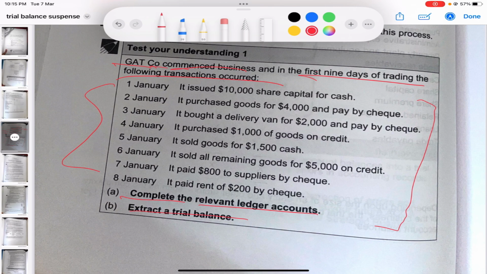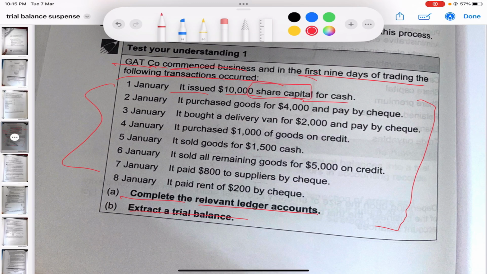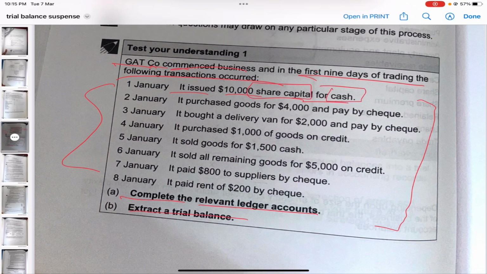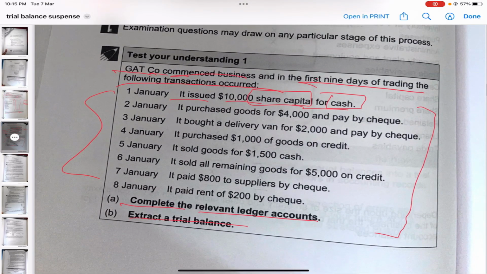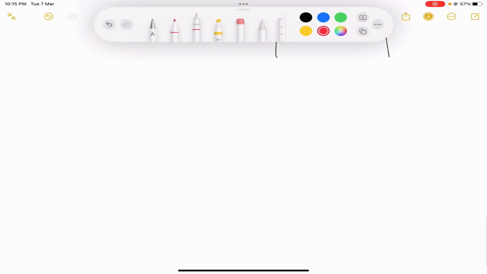Okay, so I hope you have made the ledgers. I'll just quickly discuss it now. Let me read the first statement. It issued 10,000 share capital for cash. Which two accounts are involved? Share capital and cash. So a cash account and a share capital account are to be made. Fine, so I'll quickly make a cash account first.